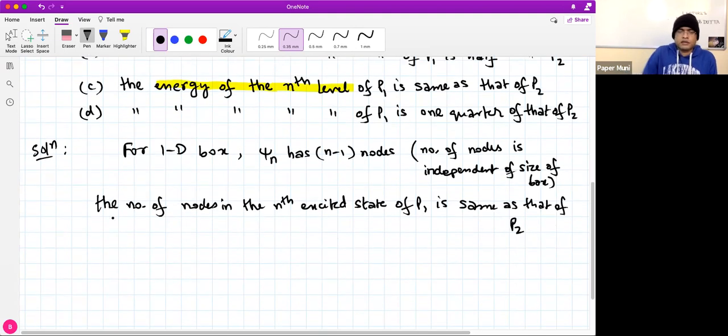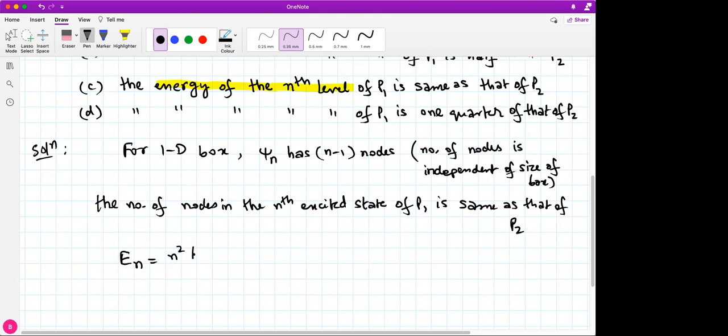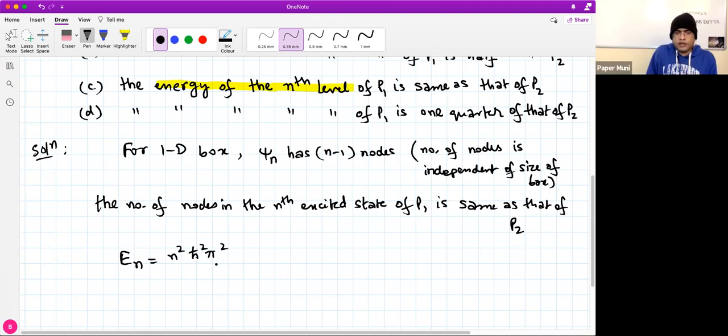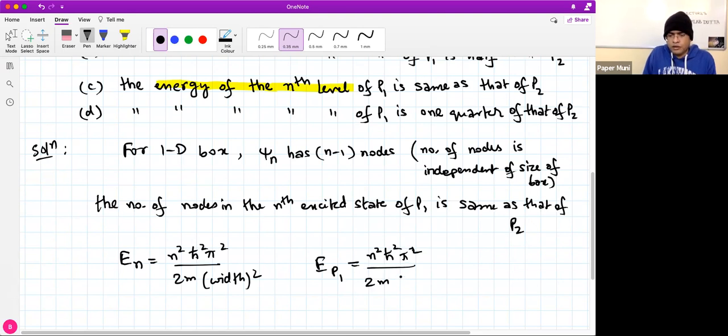Okay, so let's talk about the energy. Energy in both cases, if you write it down, is inversely proportional to M and to the length square. So we have 2m, and this is the width. If you write down EP1, this will be n square h cut square pi square by 2m, and this is 2 square. And for EP2, the energy is n square h cut square pi square divided by 2m, and this is 1 square, right?